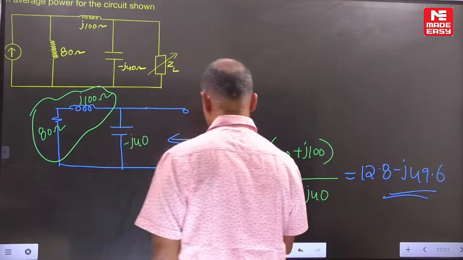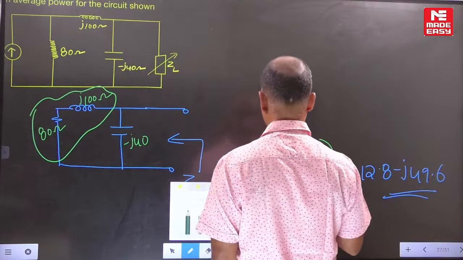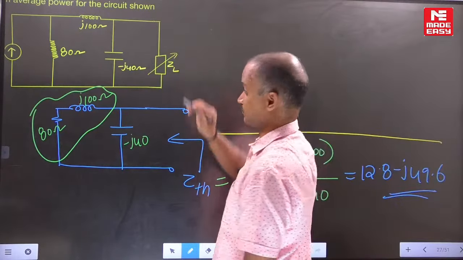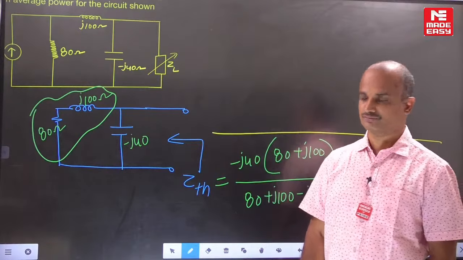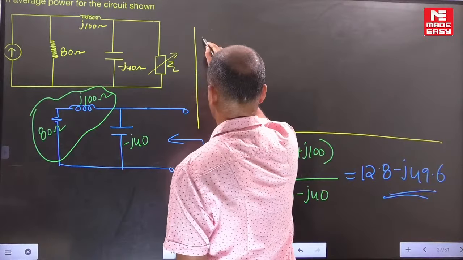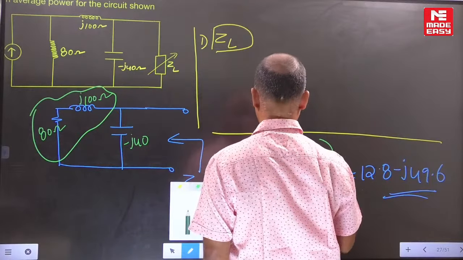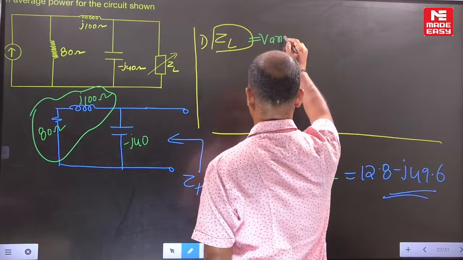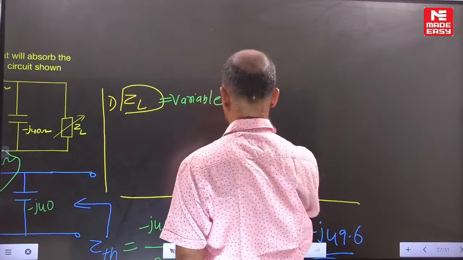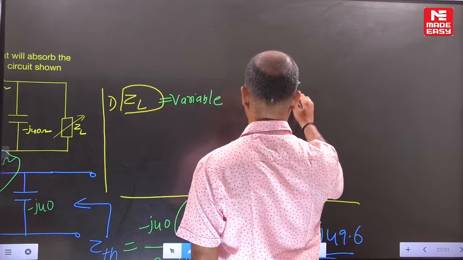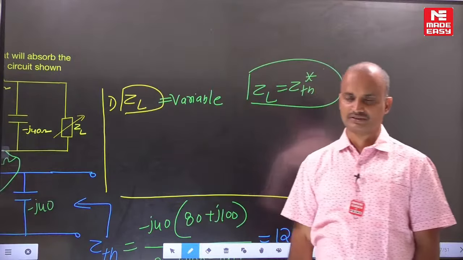Now what is the condition for maximum power? Whenever you are concluding the condition for maximum power in AC, read the given question carefully. In this question nothing else is mentioned, simply that ZL is a variable. Whenever only ZL is a variable, by default we go for ZL equal to Z Thevenin's conjugate.